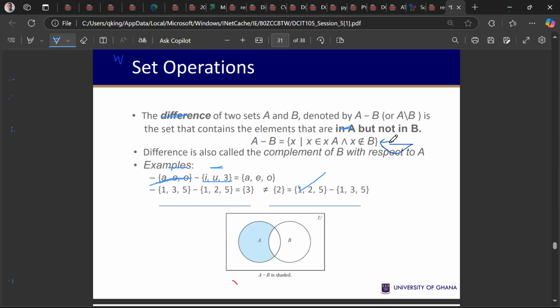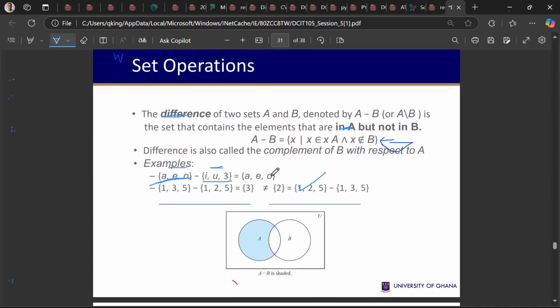That means that when you take the elements of set A and remove any element that is also present in set B, the result should give you a set that contains only the elements that are unique to A. I mean, that can only be found in A. And so when you look at the difference, let's look at this example we see here.